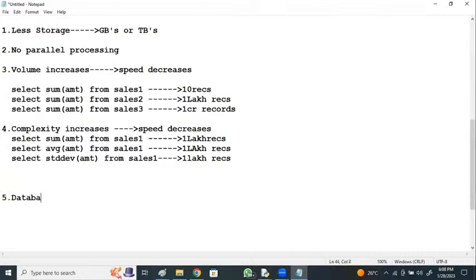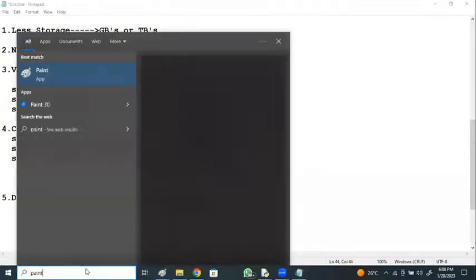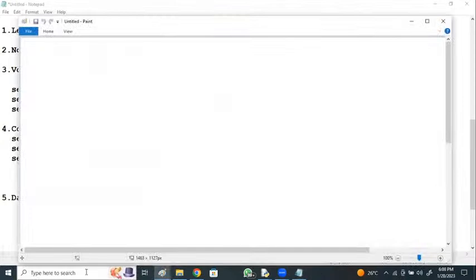Databases can handle only structured data. They can handle only structured data, cannot handle unstructured or semi-structured kind of data. For example, if you want to take reviews for a particular movie, right? Yes. So the table name is reviews.